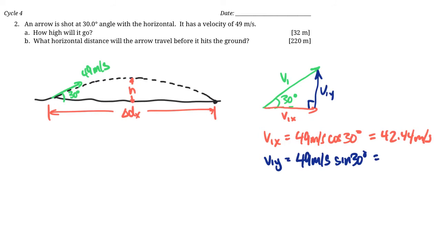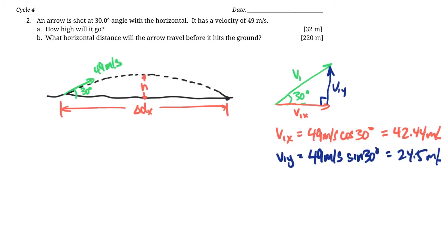It is just 24.5. It's just half of the initial velocity, meters per second. So we see right away this object has more horizontal velocity than vertical velocity. So we expect it to go pretty far horizontally, but not necessarily as high, right? So now that we know the different components, we can look at the different parts of the motion. So first of all, we want to know how high this thing's going to go. So part A asks us that.